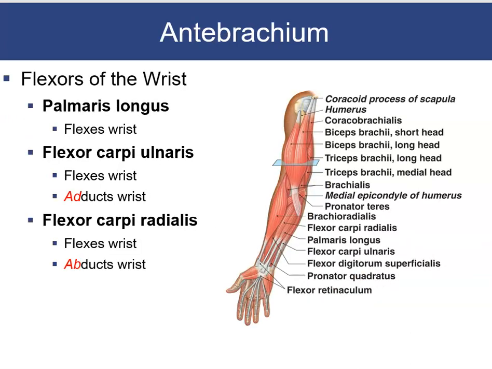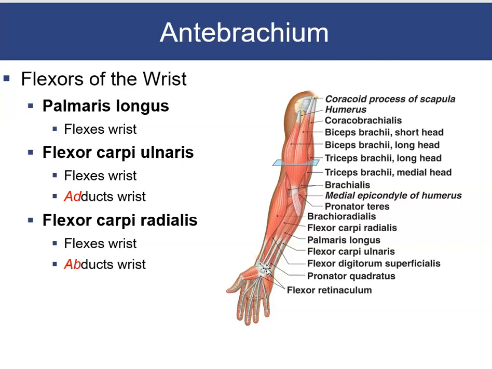Coming down to the lower arm, the antebrachium, we have flexors of the wrist. There are three main flexors. The palmaris longus runs right down the center. And then on one side, you will have the flexor carpi ulnaris, and on the other side, you will have the flexor carpi radialis. All three of these muscles function to flex the wrist.